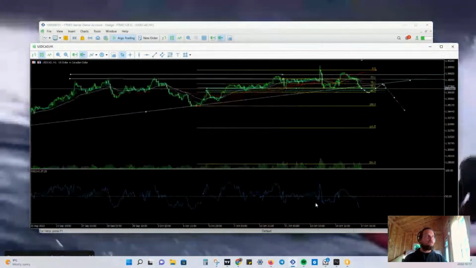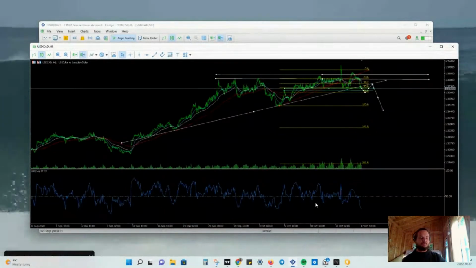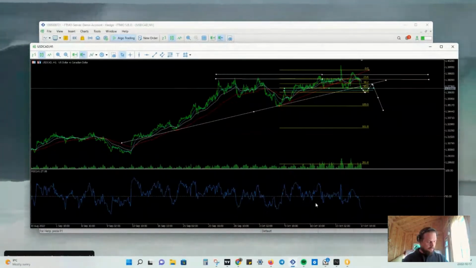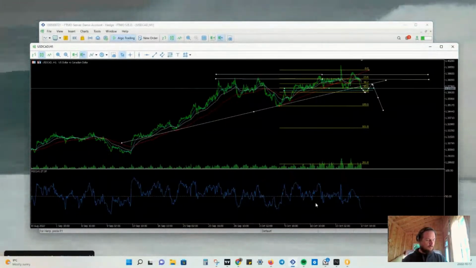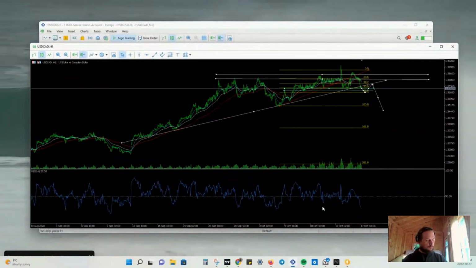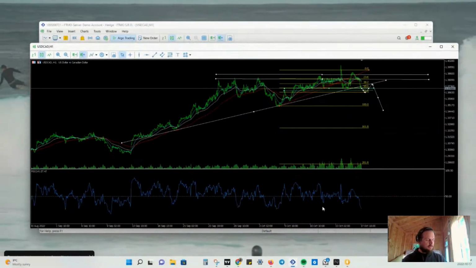I think I'd say overall uptrend showing signs of possible reversal. I'm going to write that down. Good to kind of write down what you're thinking. Overall trend on higher time frames, but showing signs reversing.